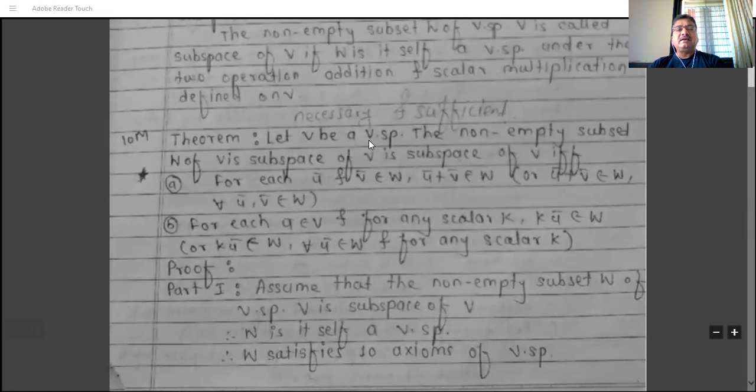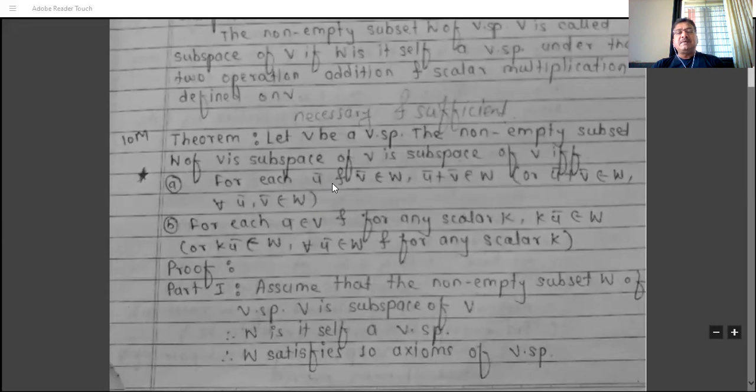Then this is the characterization theorem on the subspace, called the necessary and sufficient condition for subspace. Let V be a vector space. The non-empty subset W of V is a subspace of V if and only if, property number 1: for each u and v belonging to W, u bar plus v bar belongs to W, for all u bar and v bar belonging to W. That is, W is closed for addition.